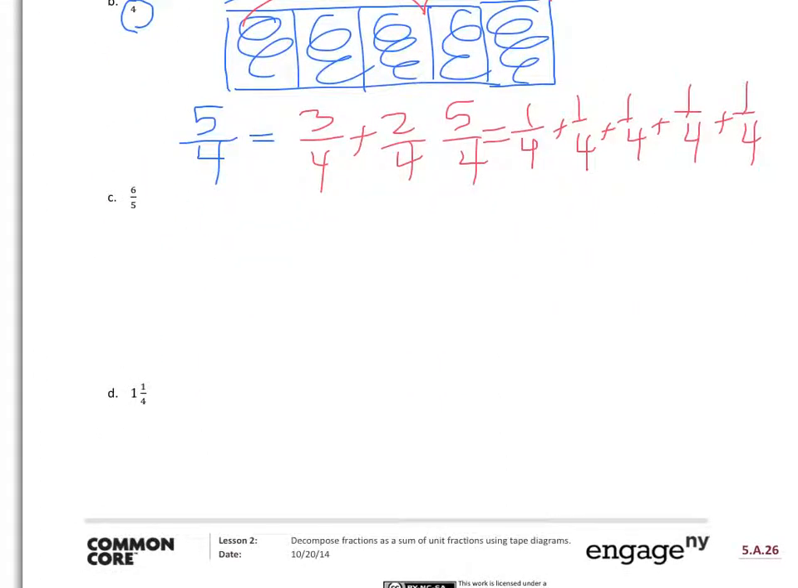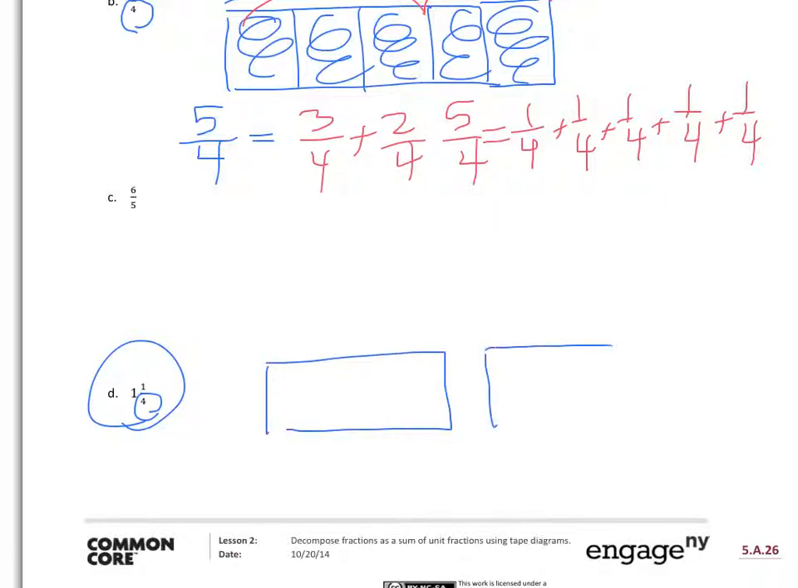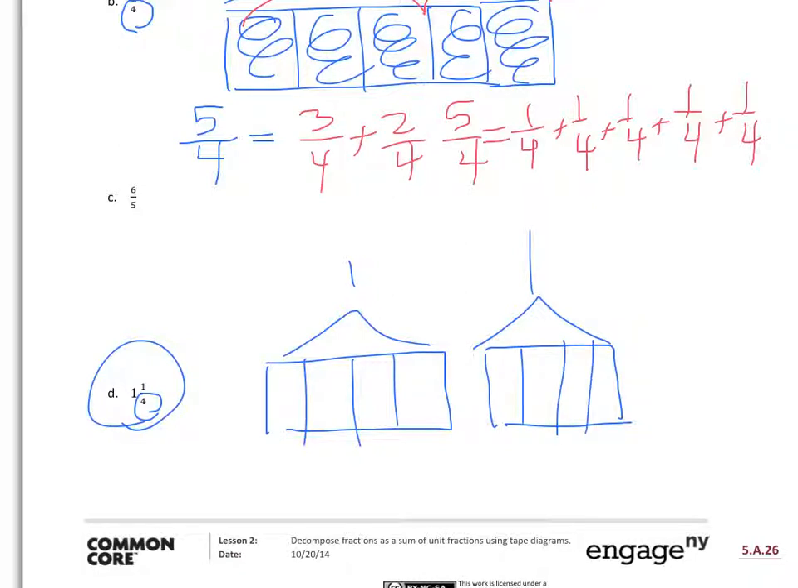And then when they get down to D, they see it as a proper fraction. So they're still going to break it into 4 equal parts. But in this case, they have one whole and another whole broken into 4 parts. And then you can see that one whole block is shaded, and then one part of 1/4.